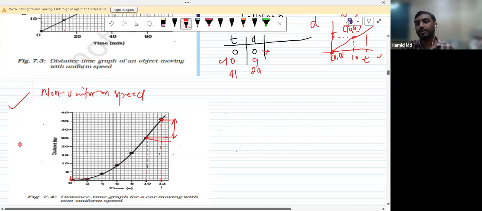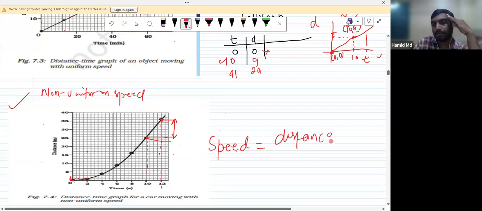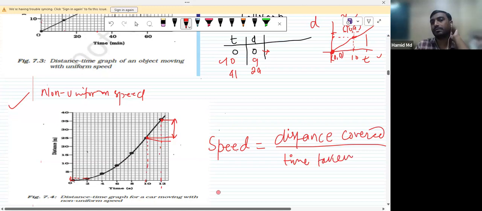We already know how to define the speed. Did we discuss? What is the definition of speed? I think we discussed already, na? The speed is distance over time. Distance covered by time taken, right? We already discussed this, right? The SI unit of distance is kilometer and the SI unit of time is second, right? So the unit of speed is kilometer per second, right?